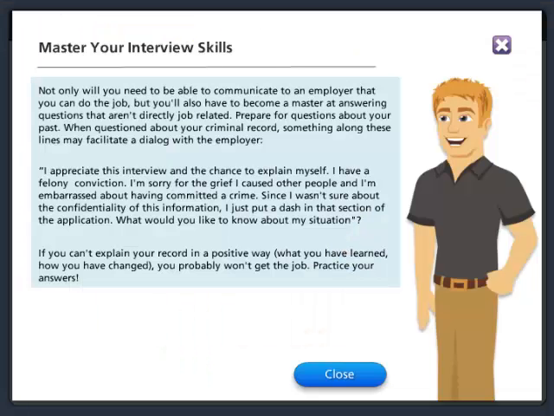Master your interview skills. Not only will you need to be able to communicate to an employer that you can do the job, but you'll also have to become a master at answering questions that aren't directly job-related. Prepare for questions about your past. When questioned about your criminal record, something along these lines may facilitate a dialogue with the employer.